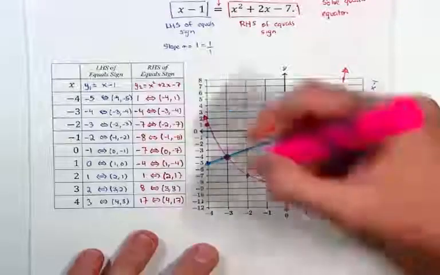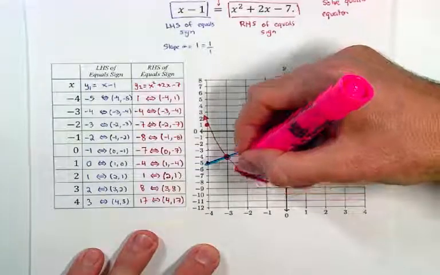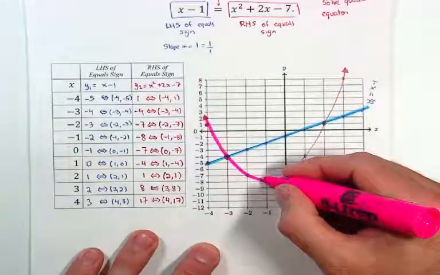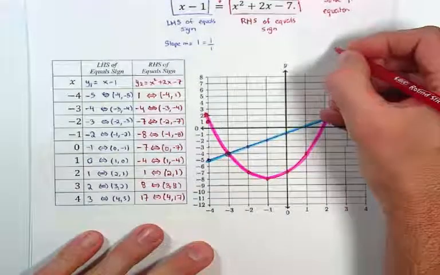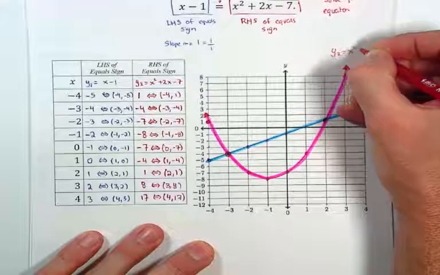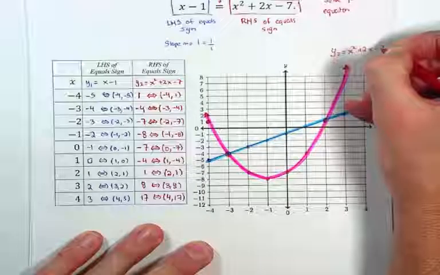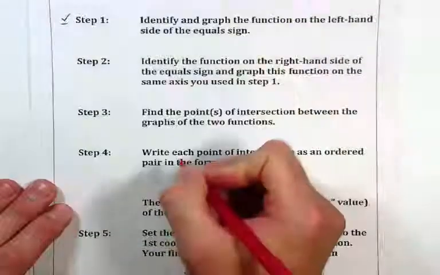Once we've graphed this and interpolated, connected the dots using curves, we'll go ahead and highlight in red to represent that this is the right-hand side of the equal sign. We will also label this as y2 equals x squared plus 2x minus 7. We return to our description of the graphical technique.